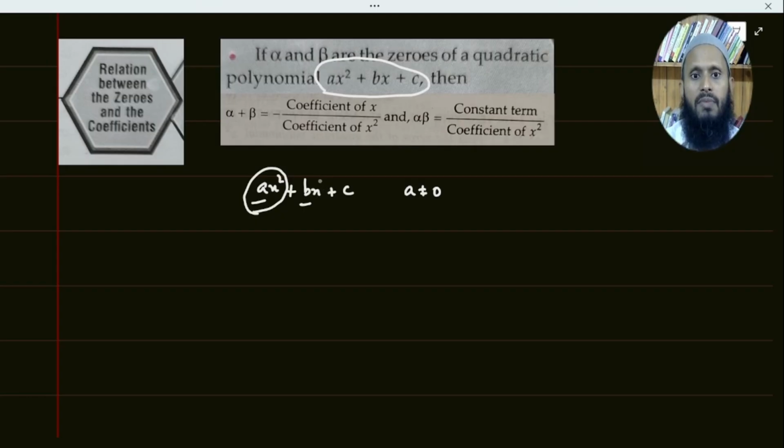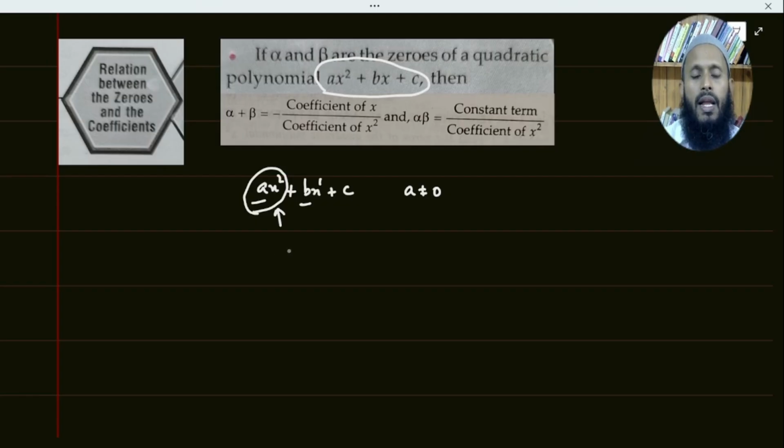Okay. bx plus c means bx raised to 1 plus c. So as we know, the degree of a quadratic polynomial should be 2. What is the meaning of degree? Degree is the highest power of the variable present. In this polynomial, the highest power present is 2, which belongs to x square. So that is about a quadratic polynomial.